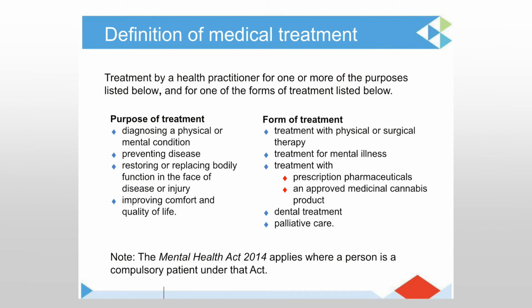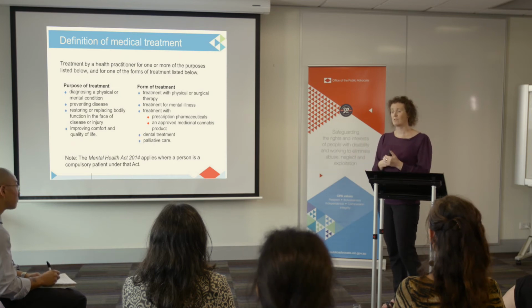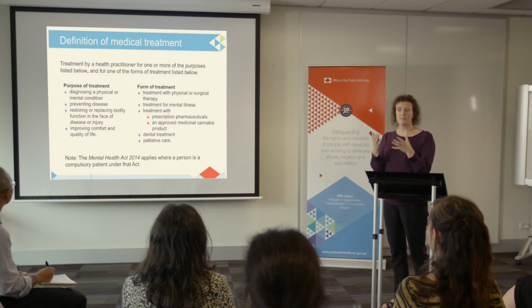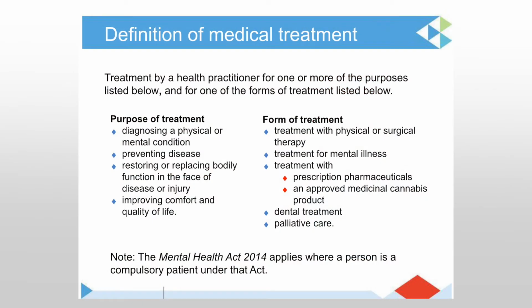The form of treatment is where there is a bit of an expansion. It's still treatment with physical or surgical therapy, but it also now includes treatment for mental illness. It includes treatment with prescription pharmaceuticals. So you need to now start thinking about the medications that you're prescribing to patients. Those medications require a decision to be made if your patient lacks decision-making capacity. The Act will include being able to make a decision about an approved medicinal cannabis product, dental treatment, which I think has been fairly well known, and the Act does then say palliative care.